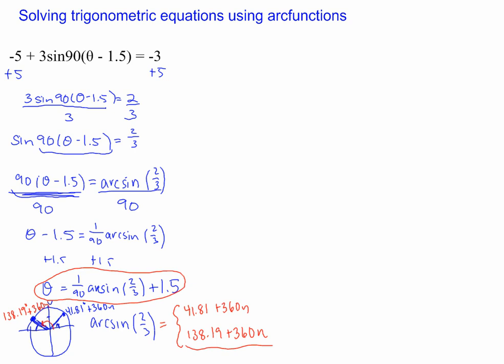So I'm going to say theta is equal to 1/90th times the first expression, 41.81 plus 360n, plus 1.5. I'll do this one first and move the second in a second since I don't have enough room. All I need to do now is simplify the right-hand side. I'm going to distribute this 1/90th. I get theta is equal to 41.81 divided by 90.